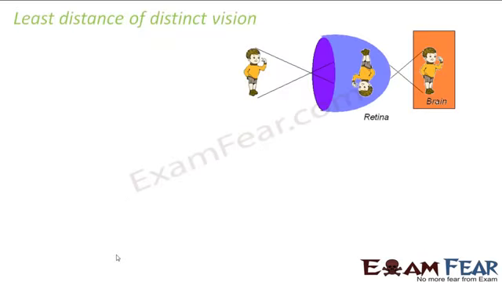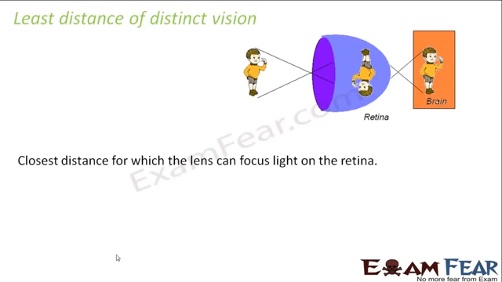We define something called the least distance of distinct vision. That means if you bring the object closer than this distance, you will not be able to view the object clearly. That is because if you place the object so close, the ciliary muscles cannot contract more than that to decrease the focal length. So we define it as the closest distance for which the lens can focus light on the retina.